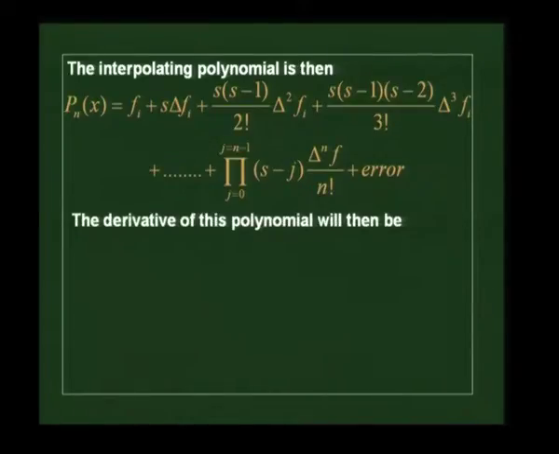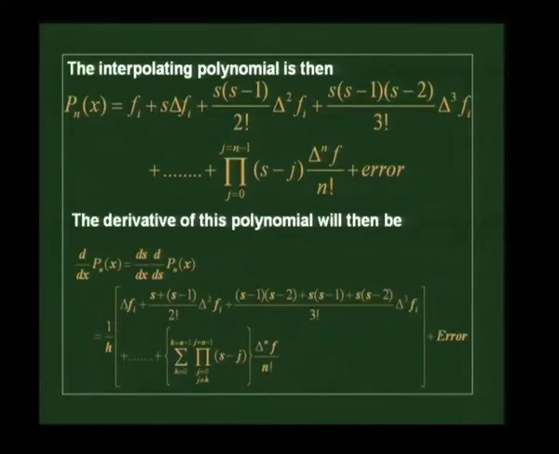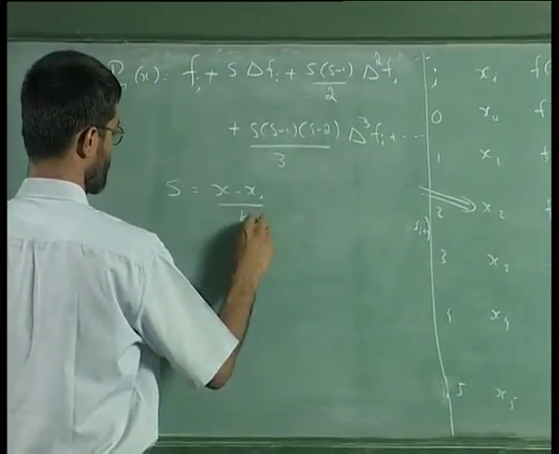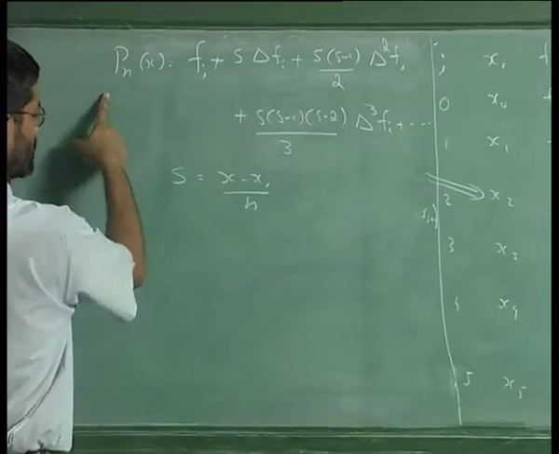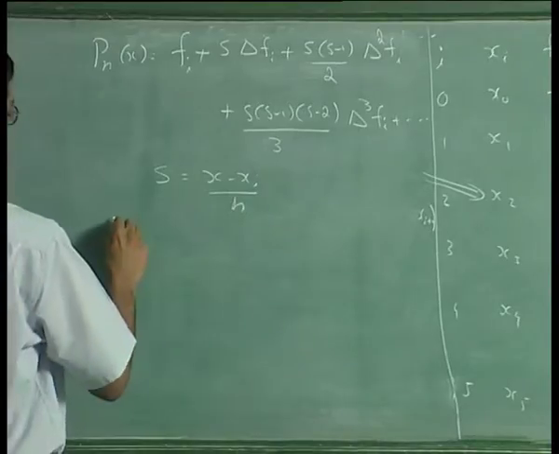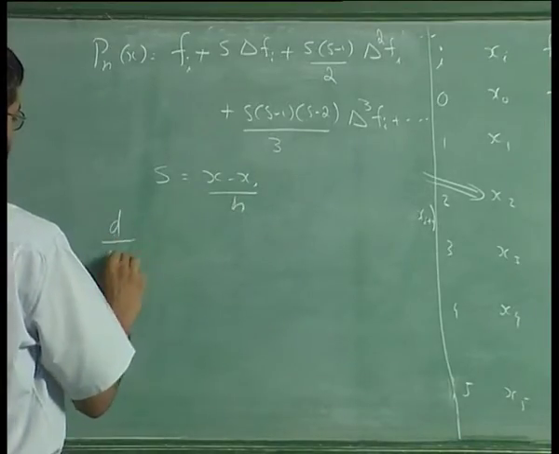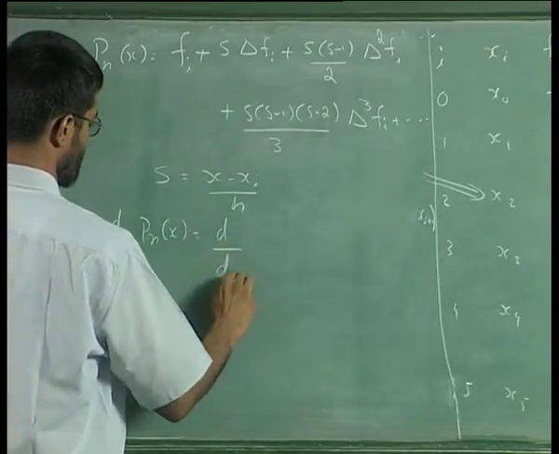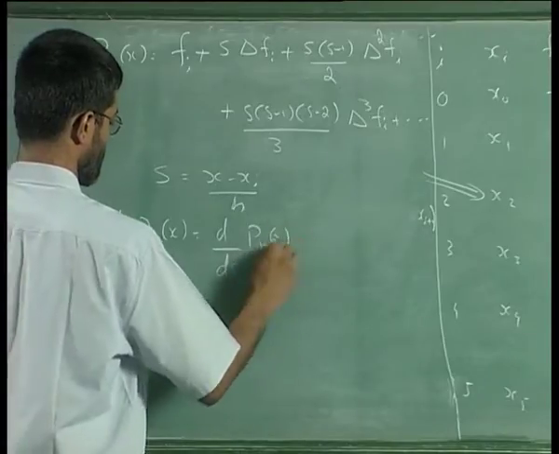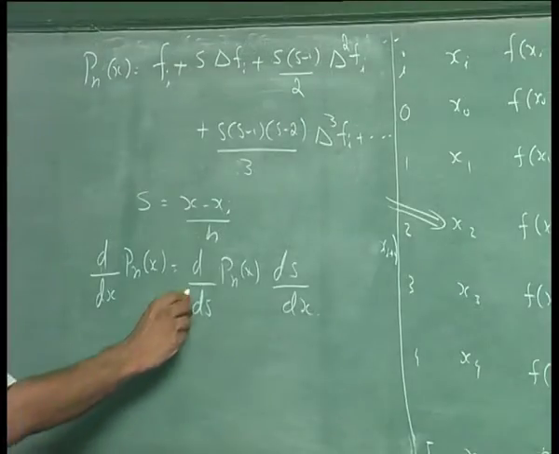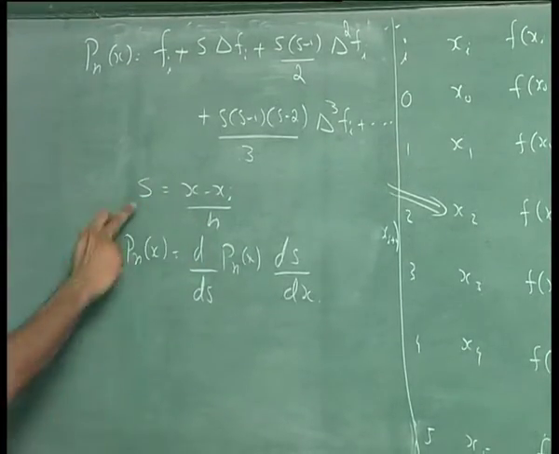Okay, so now the derivative of this polynomial can easily be written, right. Once we have this form, we can write the derivative. Remember, s is x minus xi by h. So the derivative with respect to x of this is the derivative with respect to s into ds by dx. So we will write d by dx of Pn of x as d by ds of Pn of x into ds by dx. Then ds by dx is just 1 over h.